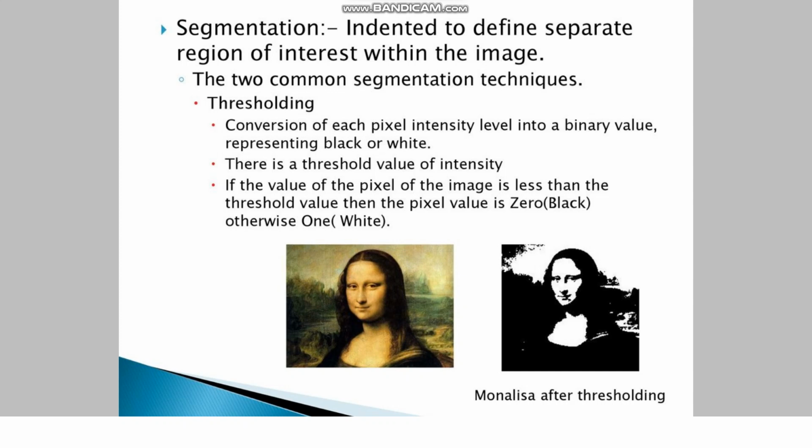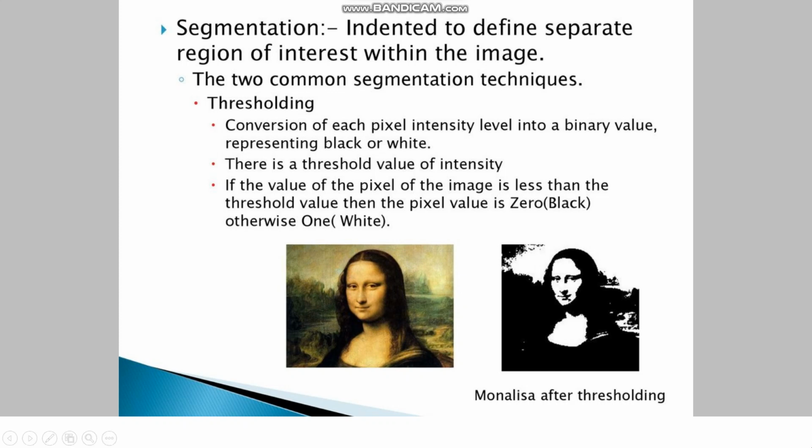Already you have an image, and we are converting that image into binary values. Already I said binary means two. Here, a binary value means either black or white. If the binary value is 0, it is called black. If it is white, it is called 1. So 0 and 1 are the binary values.